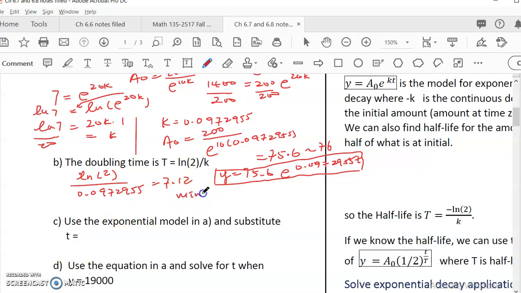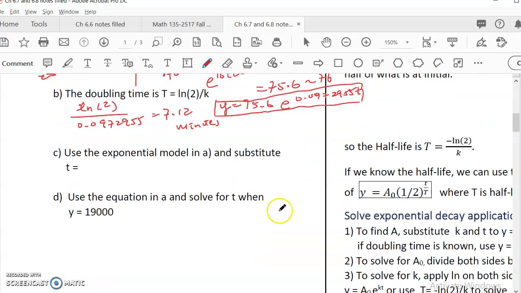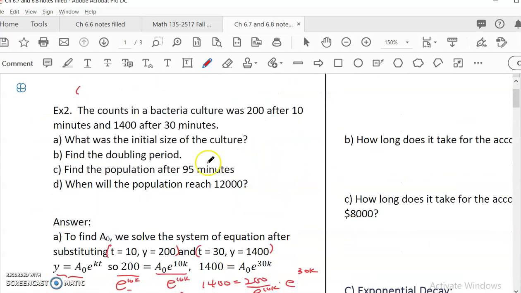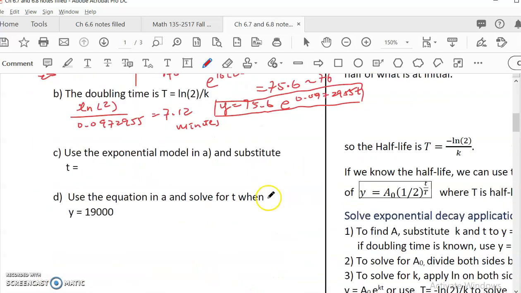Minutes, I think. So use the exponential model to substitute. C is what we found out. Find the population after 95 minutes. Now that you have the doubling time, you also have this. You can use either way. You can also use y equals 75.6 times 2 to the power t over 7.12. Both of them are available for you, so you can just find out what it is.